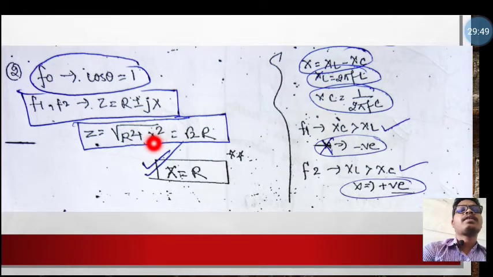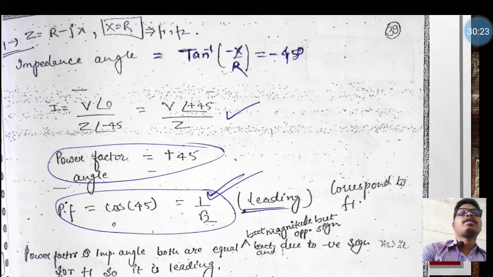That X square value is R only. So R square plus R square, that is 2R square. After taking the root, we will get root 2 into R. So X is equal to R, and X is equal to XL minus XC. XL is equal to 2 pi fL and XC is equal to 1 divided by 2 pi fC. At frequency f1, XC is greater than XL, so X is negative, so it is capacitive in nature, and at f2, XL is greater than XC, so it is positive, so it is inductive in nature.